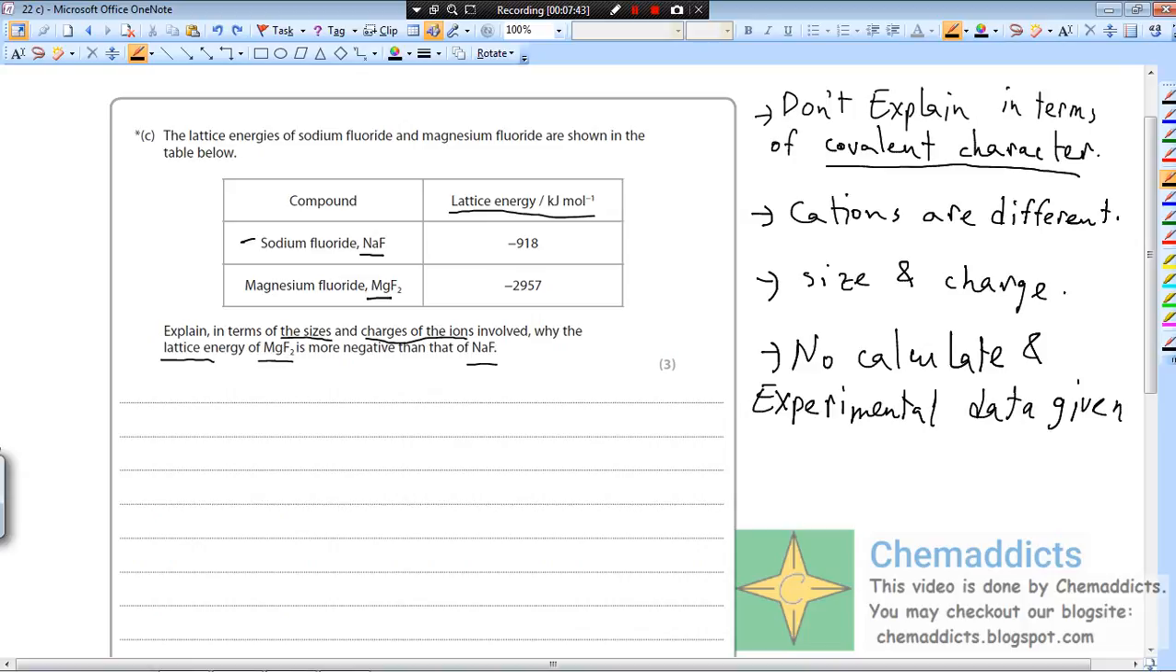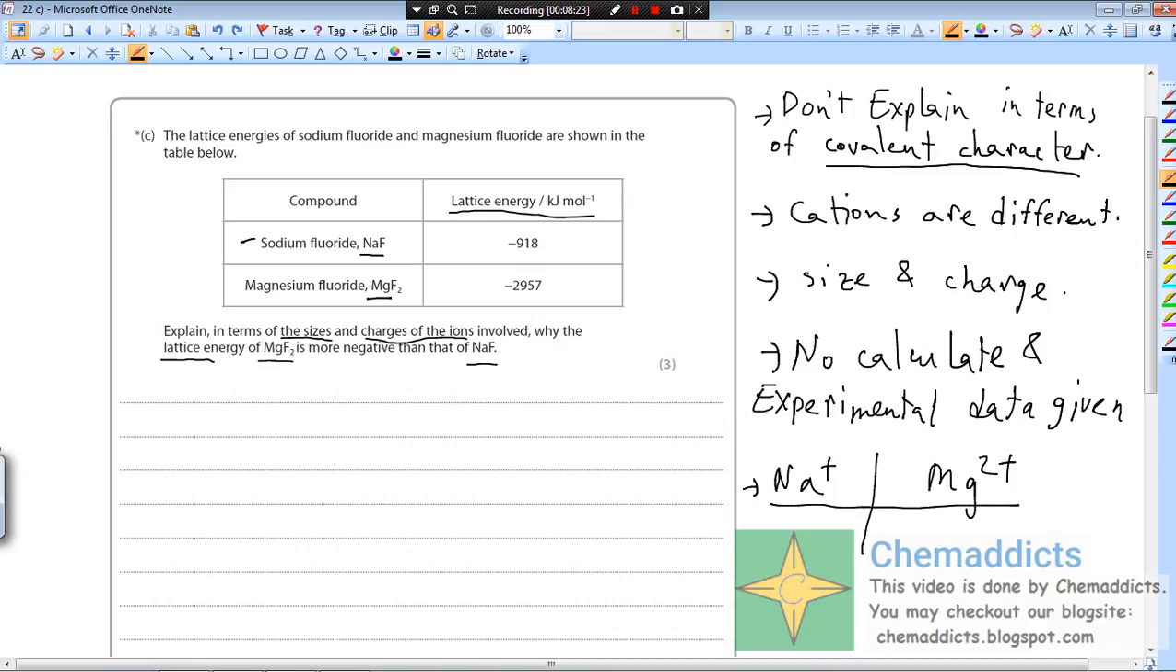Here there are two cations. The cations present here are Na plus and Mg2 plus. Since this is along the period, let me see, along the period 1, 2, 3, along period 3. If you have remembered, this is along period 3.